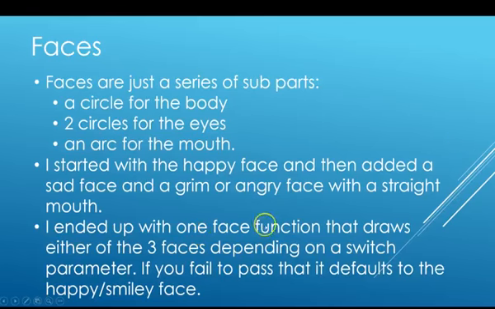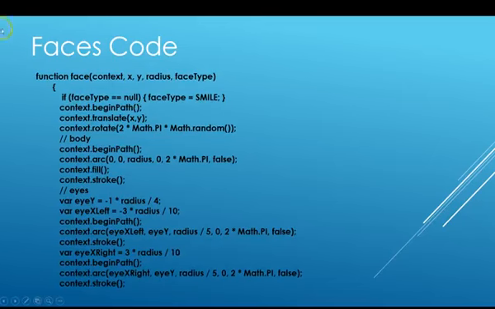Okay, so again, we have one face function that draws, and then we tell it which of the three faces to draw, and that's on a switch parameter. If you don't pass that in, it defaults to doing the happy smiley face. So the code is kind of long, but it's not really difficult. So first thing is, here's the test to see if this face type is null. If it is, then we set face type to smile. Otherwise, we'll use whatever was passed in. So it could be smile, grim, or sad. Okay, we use a begin path. We set the center point to the center point that we passed in.